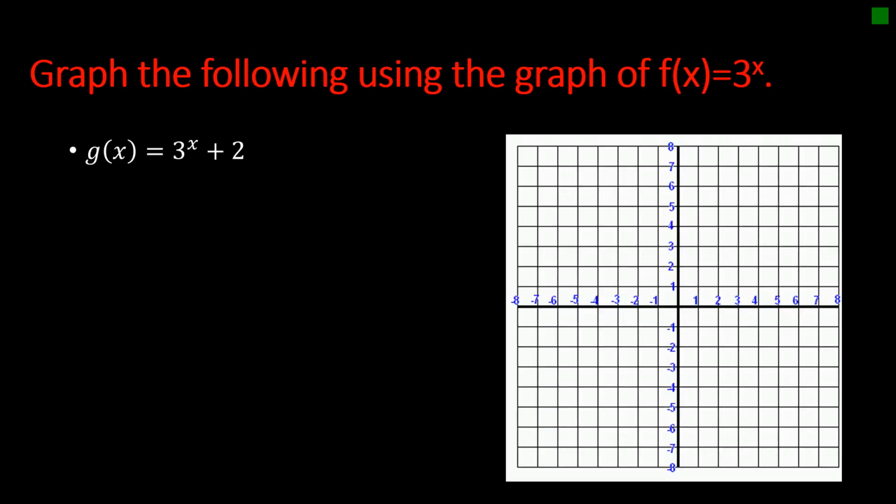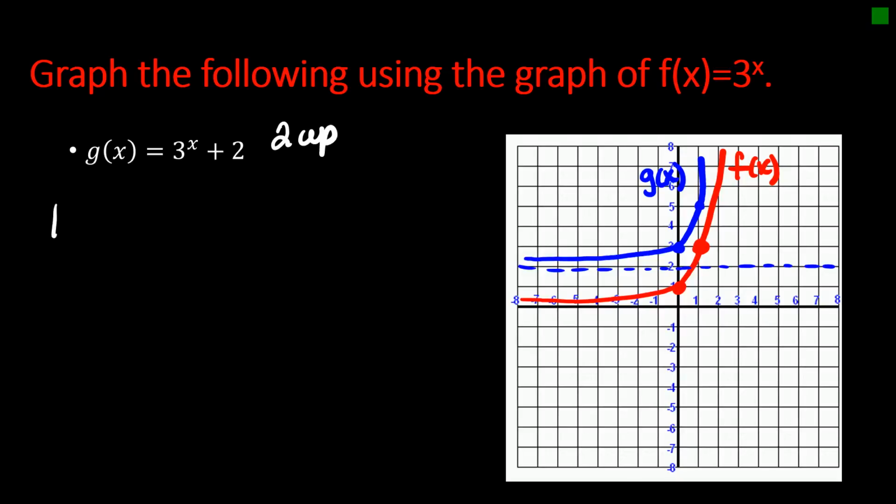Let's look at another one. 3 to the x plus 2. This is going to shift the graph 2 units upward. Again, let's go ahead and graph our 3 to the x. We have 0, 1 and 1, 3. This is the basic shape of f of x. So 2 units up, our horizontal asymptote will shift 2 units up. This point 0, 1 shifts 2 units up. This point 1, 3 shifts 2 units up. So this is our g of x.